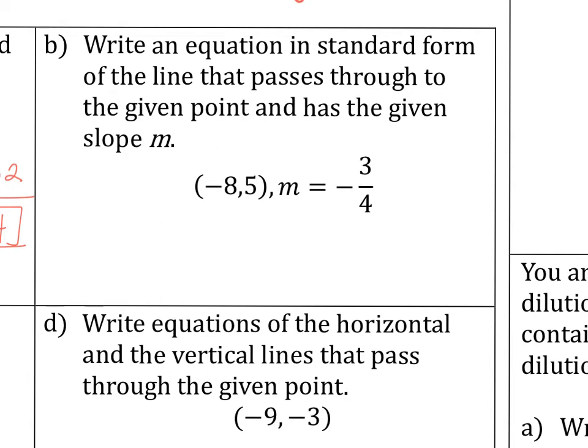Part B. Write an equation in standard form of the line that passes through the given point and has the given slope m. I will show you two ways to do this, and you can decide for yourself which way works better for you. So the first way, I'm going to use the slope-intercept form to set up my linear equation. Okay, so I'm given the slope. I'm going to substitute that in for m, and I'm going to substitute 5 in for y and negative 8 in for x to solve for the y-intercept.